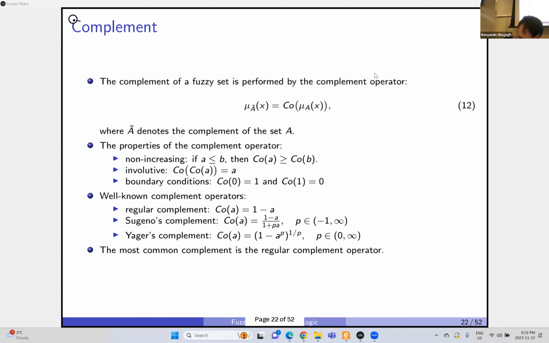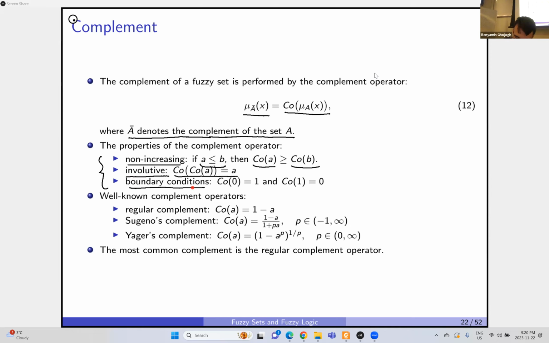Complement. We can denote it by A bar, or co for the complement of mu A of X. So A bar denotes the complement of the set A. There are three properties: non-increasing, involutive, and boundary conditions. Non-increasing means that if A is less than or equal to B, by the way, it has one input, one membership function this time, like not, then the complement of A is greater than or equal to the complement of B, because it's a complement. It is involutive, so the complement of the complement of A becomes A. They cancel each other.